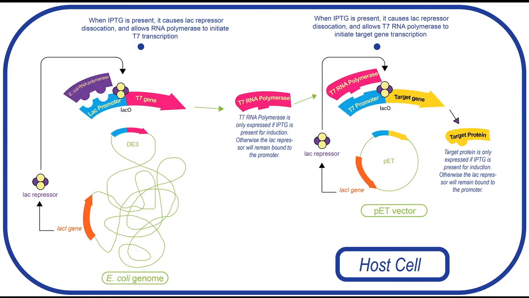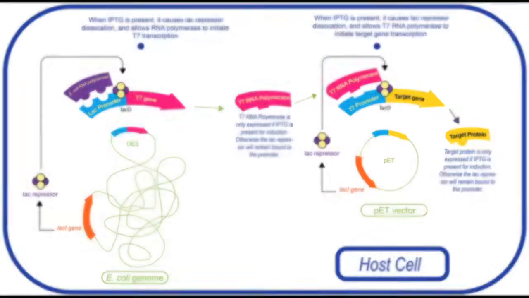IPTG is the molecular mimic of allolactose, which is a lactose metabolite that triggers transcription of the lac operon, and it is therefore used to induce protein expression where the gene of interest is under the control of the lac operator. When IPTG is available, it binds to the lac repressor and causes dissociation, therefore allowing RNA polymerase to initiate T7 transcription. When T7 polymerase is expressed via IPTG, it binds to the T7 promoter located on the upstream of the targeted protein, enabling expression of protein of interest.